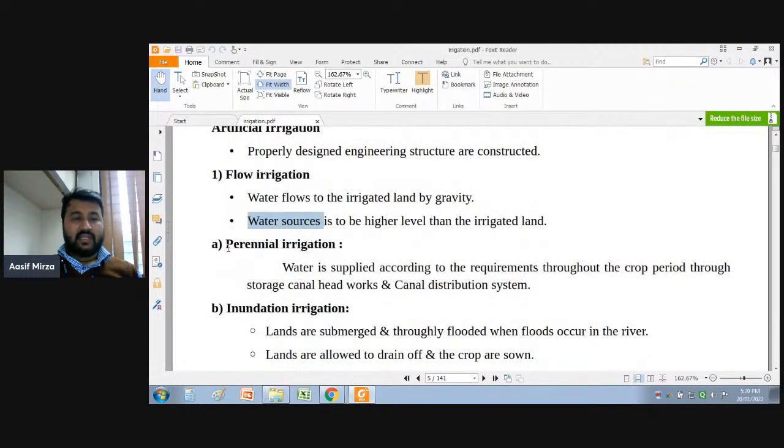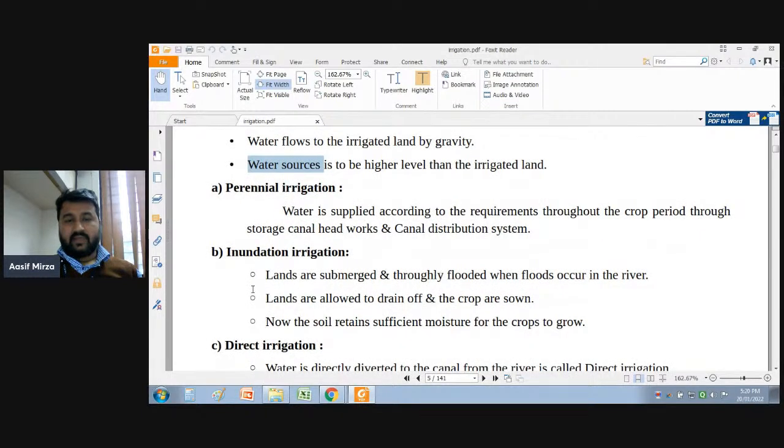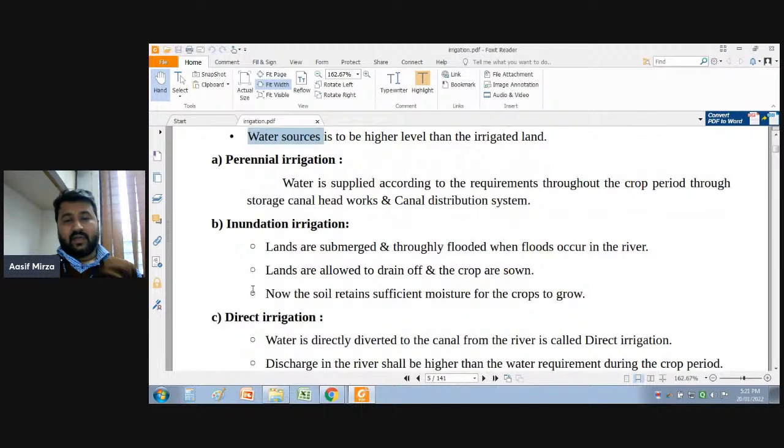Now, the first classification under the flow irrigation is perennial irrigation. So, water is supplied according to the requirements throughout the crop period through storage, canal headworks and canal distribution system. Now, in inundation irrigation, lands are submerged and thoroughly flooded when flood occurs in the river. Lands are allowed to drain off and crops are sown. Now the soil retains sufficient moisture for the crop to grow.